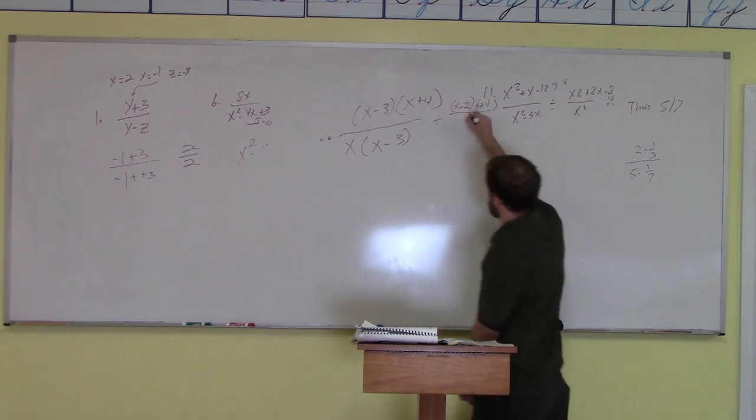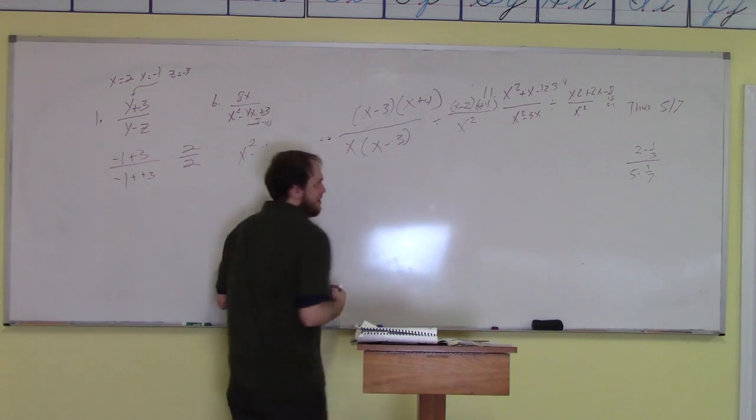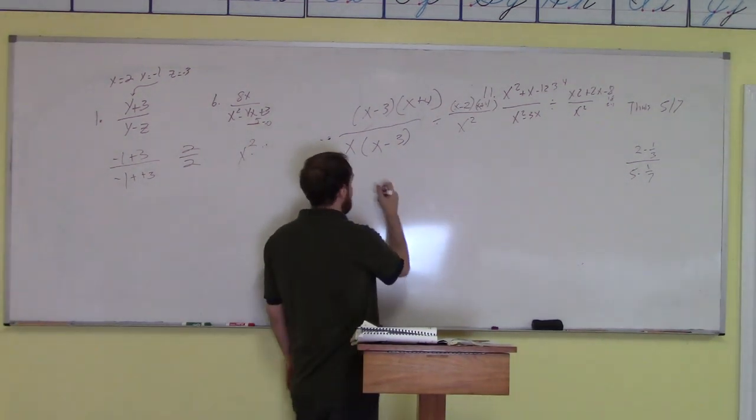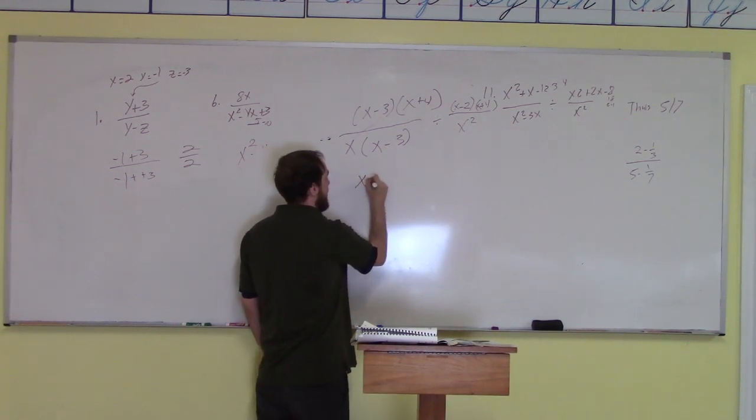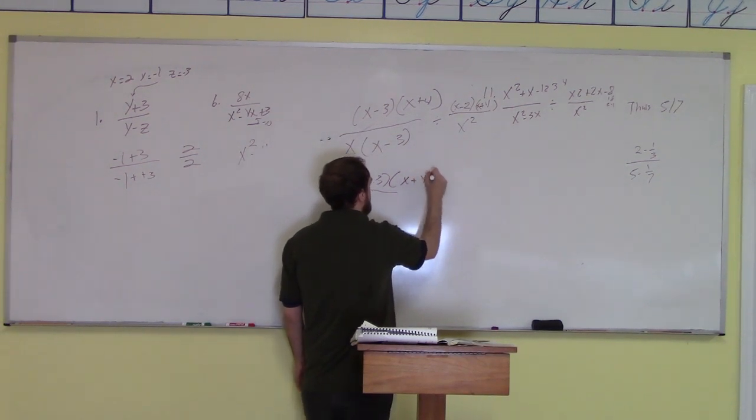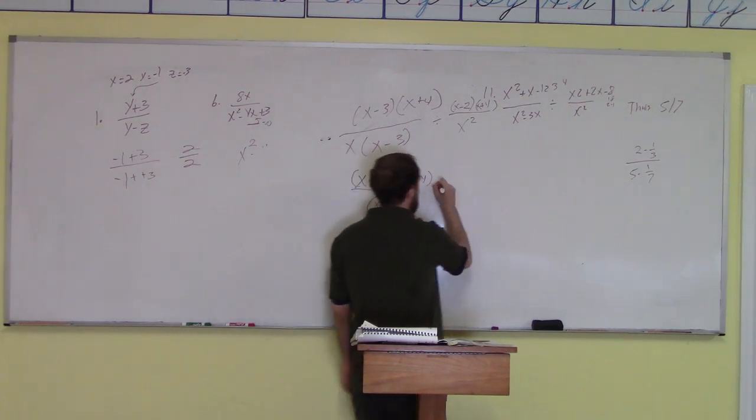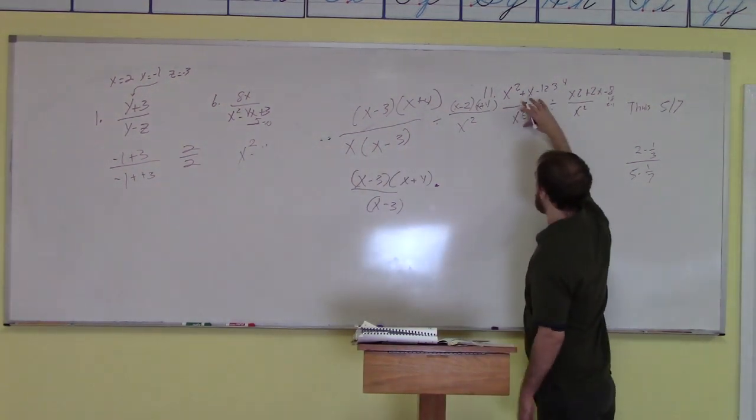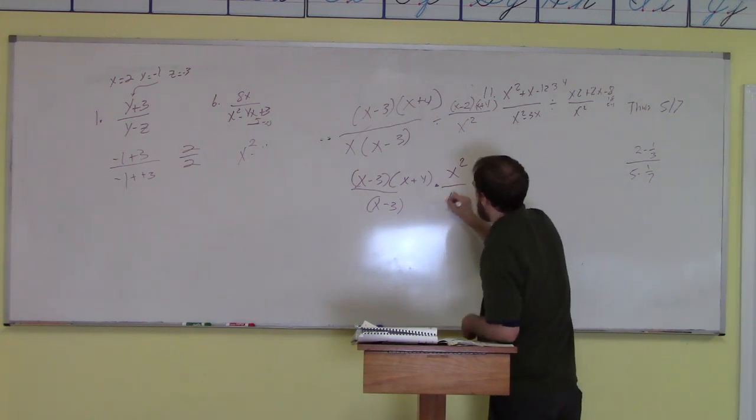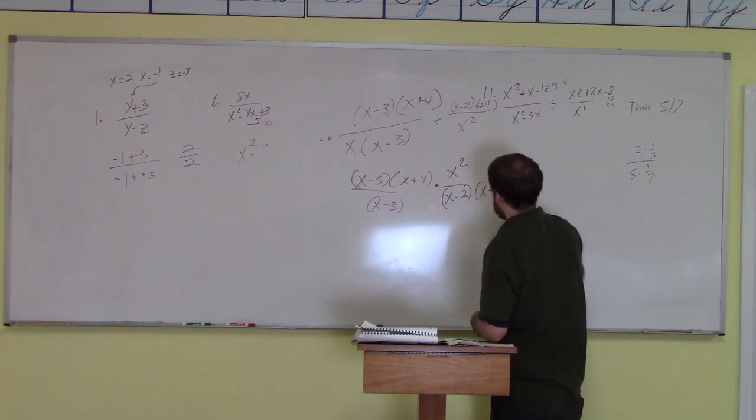Now the bottom is just what it is, x squared. Since I did not flip it as I factored, I have to flip it now. And so when I go to cancel, it's going to be x minus 3, x plus 4 over x minus 3, times, instead of divide, so I have to flip it, x squared on top and x minus 2, x plus 4 on the bottom.